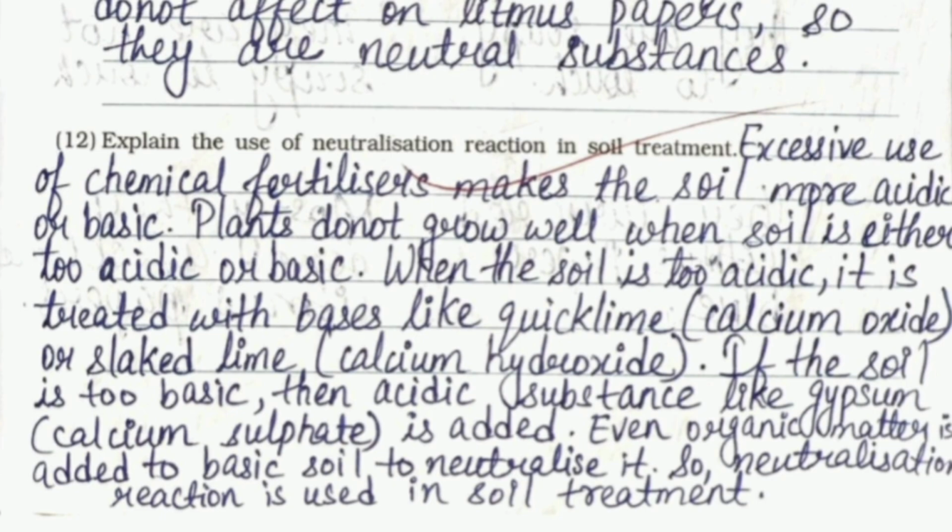12th one, explain the use of neutralization reaction in soil treatment. Excessive use of chemical fertilizers makes the soil more acidic or basic. Plants do not grow well when soil is either too acidic or basic. When the soil is too acidic, it is treated with bases like quicklime, that is calcium oxide, or slaked lime, that is calcium hydroxide. If the soil is too basic, then acidic substances like gypsum, calcium sulfate, are added. Even organic matter is added to basic soil to neutralize it. So, neutralization reaction is used in soil treatment.